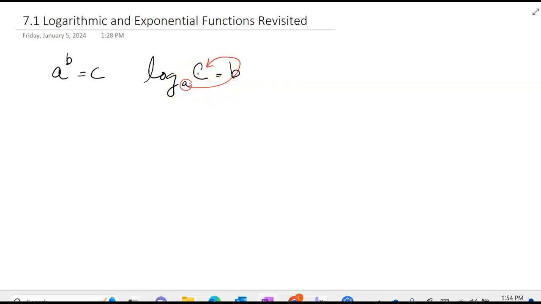Anyway, some very common ones to remember: if you have log base 10, it's just called log. When you don't see the base, it's assumed to be 10. And of course, if you have a log base e, that's where you have ln. Sorry, we'll put the x in there. It makes it a little more interesting. Log base e of x is just ln of x.